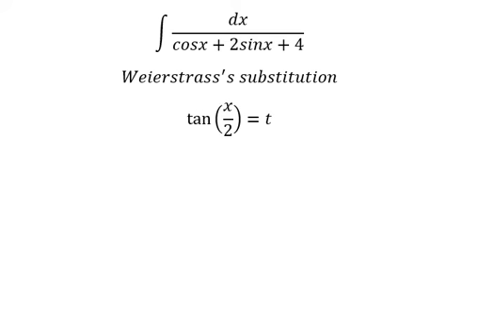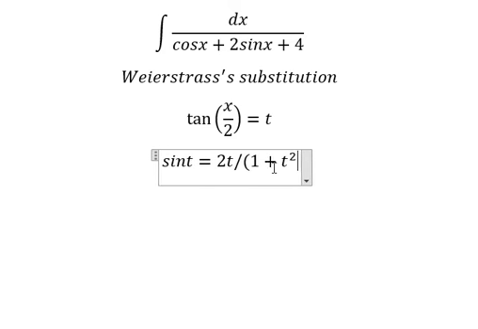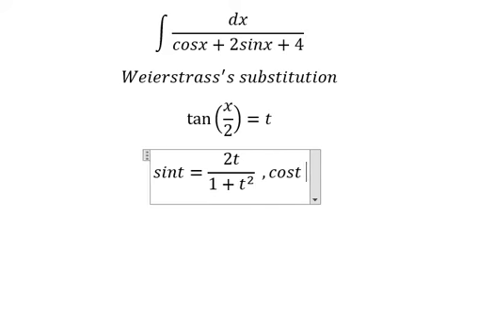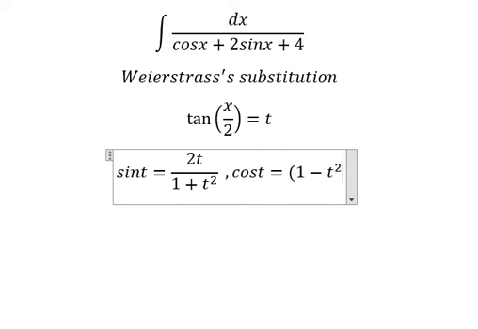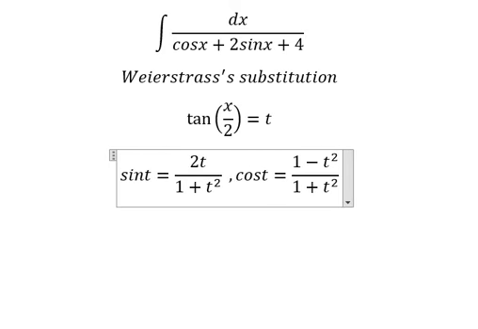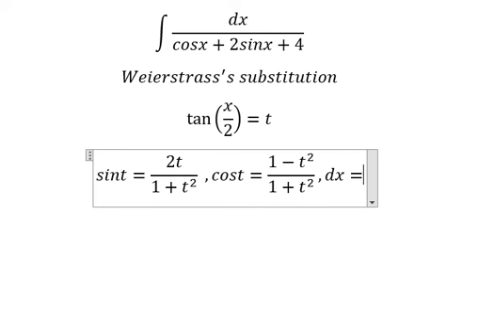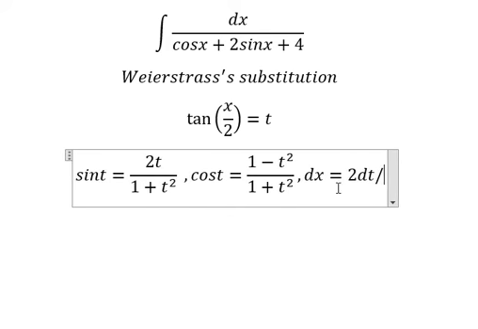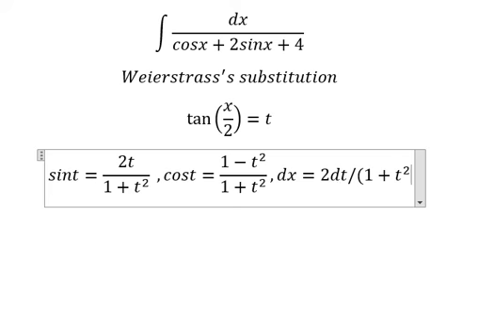The next one, that is sin x equal to 2t over 1 plus t square. And the next one, cosine x equals 1 minus t square over 1 plus t square. And the last one, dx equal to 2 dt over 1 plus t square.